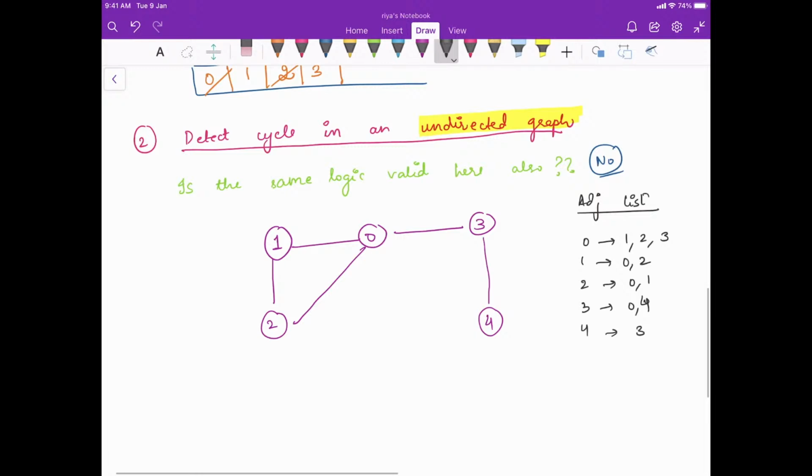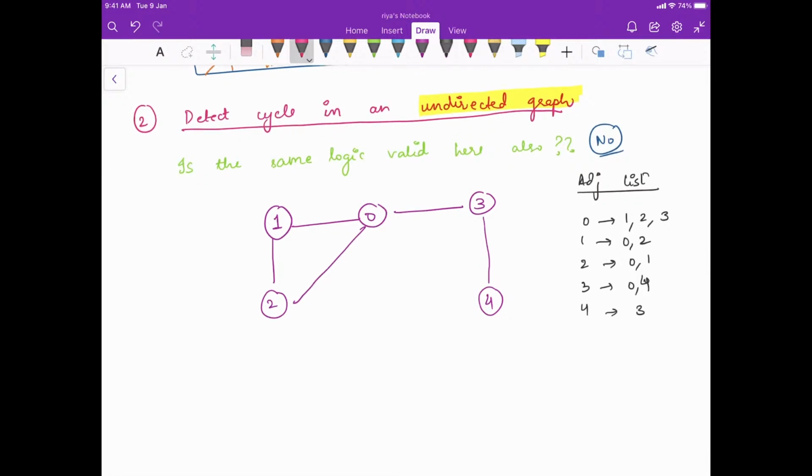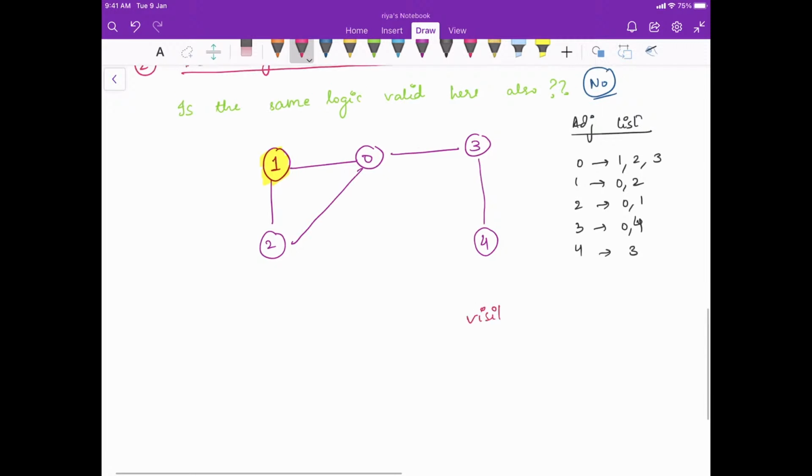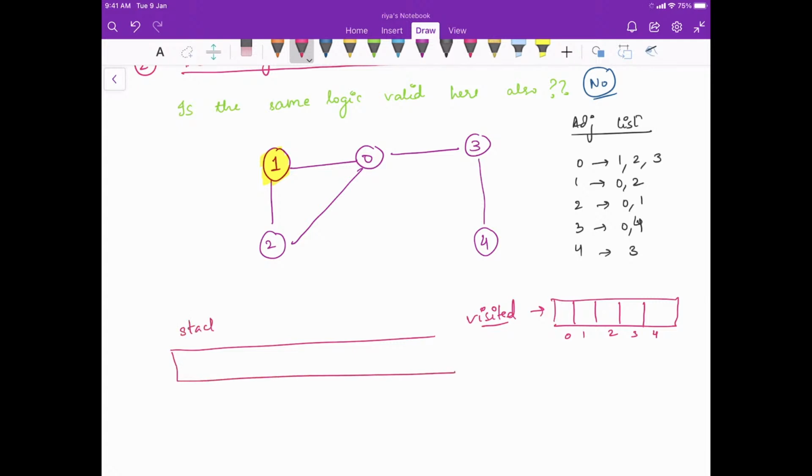Now what will happen is, let's say I have to detect cycles. So what you will do is, let's say I started with this node. If you simply apply DFS at this point, you have the visited array, and here it is 0, 1, 2, 3, 4, and let's say you have a stack also. If we go by the previous approach, you will add 1 here, that is the first node. Now you will take it out and you will add its neighbors. Now when you add its neighbors, you add 2 and you add 0, and also this is visited, right?